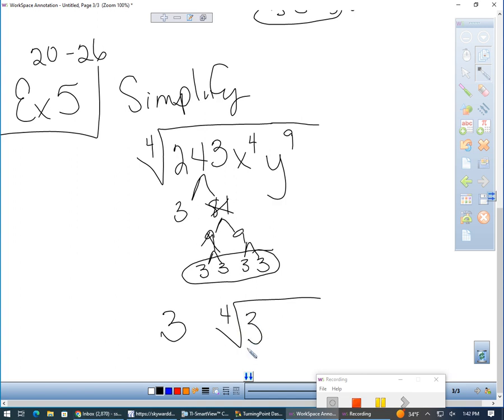1. Good. Okay. Now let's go to our x's. I have 4 x's in there, which means I have 1 group of x's that can come out. Do I have any x's left over? Okay, so we're good with the x's. All the x's came out. I have 9 y's in there. How many groups of 4 y's do I have? 2. So I'm going to have y squared on the outside. How many are left over? 1. So that stays there. That's it.